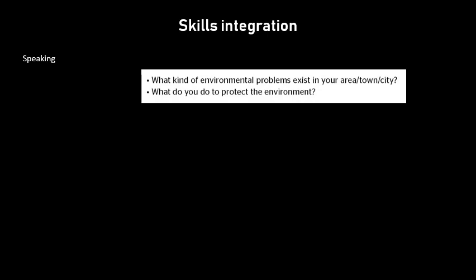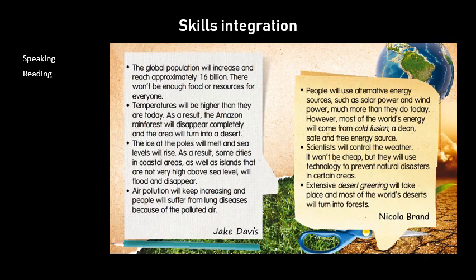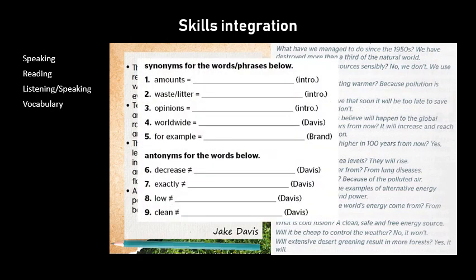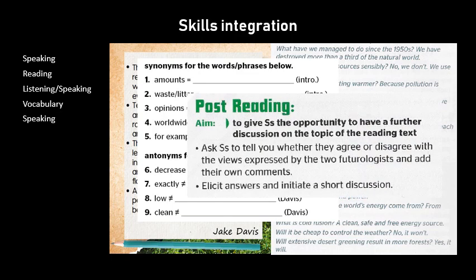The lesson starts with a speaking exercise. In this case, a class discussion to introduce the topic. This is followed by a reading task. The reading task comes with a set of oral comprehension questions, so listening and speaking. The vocabulary exercise is based on words from the text, and this is rounded up with a post-reading class discussion about the topic of the text.